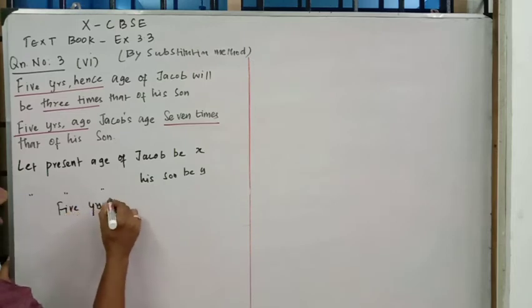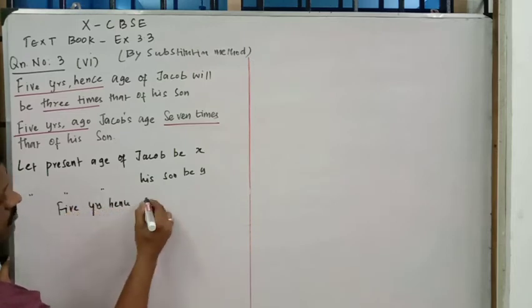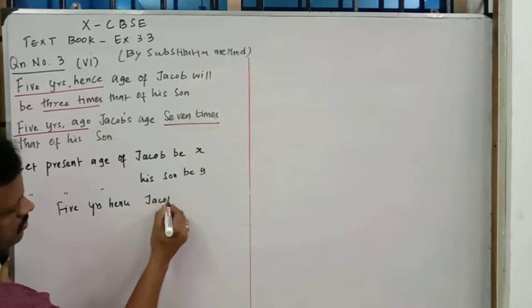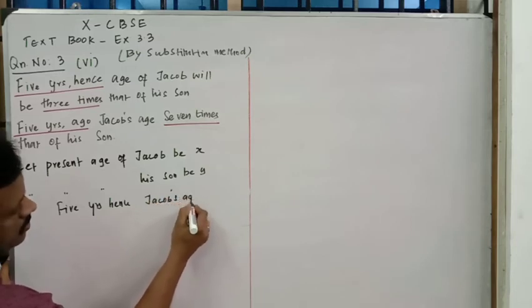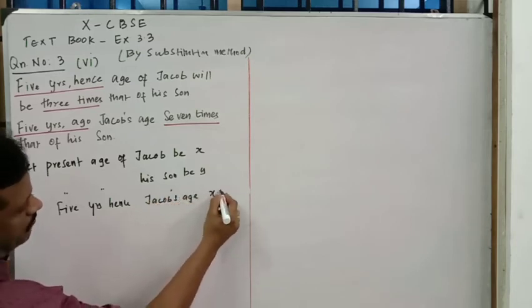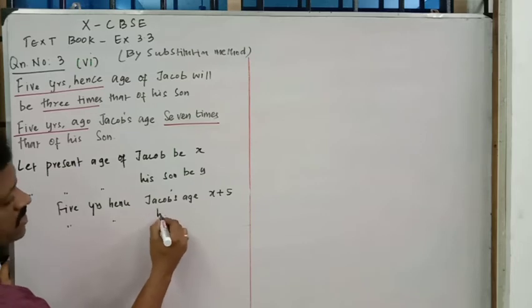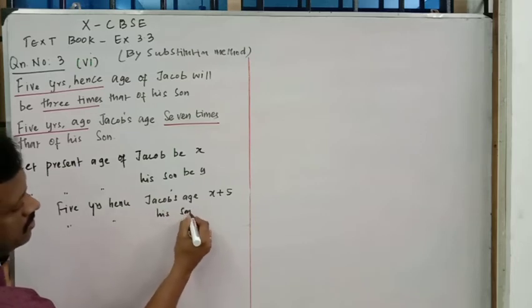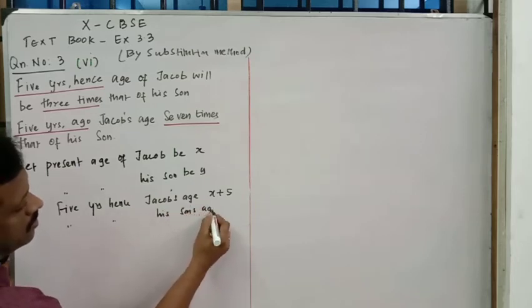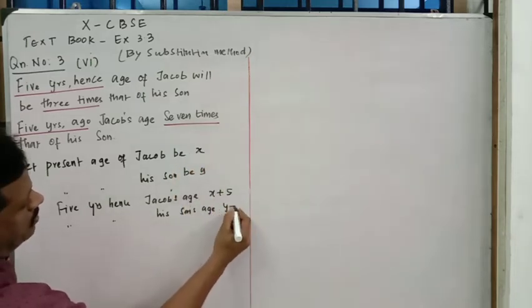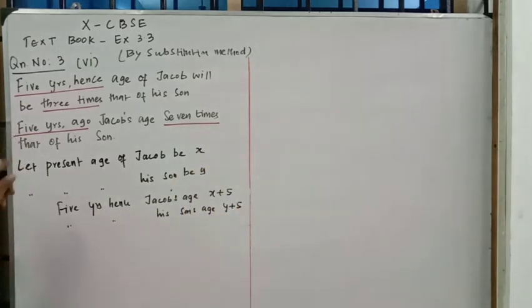5 years hence, Jacob's age is X plus 5. So additionally 5 years. Same 5 years hence, his son's age is Y plus 5.